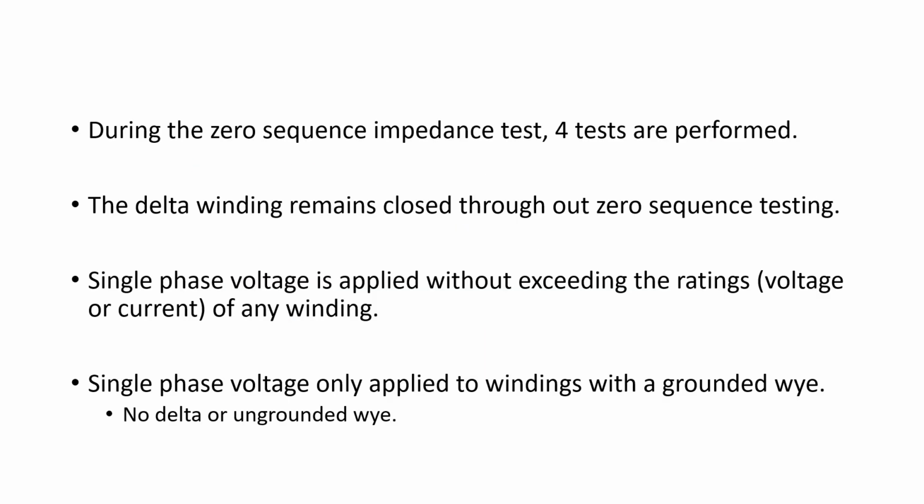So during the zero sequence impedance test, 4 tests will be performed, and these 4 tests are only if you have a grounded Y transformer, because this is the topic of this video. The delta winding, meaning the stabilizing winding, remains closed throughout the zero sequence testing. You don't short the terminals or anything, you just leave the delta basically as is.